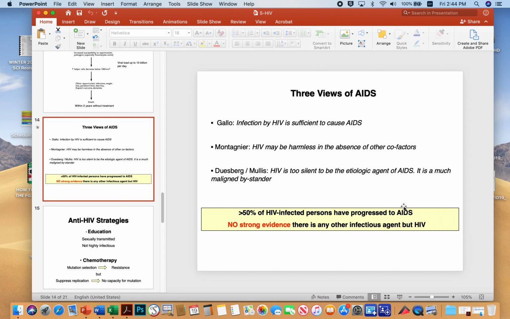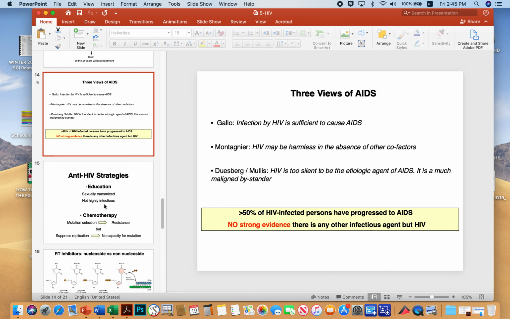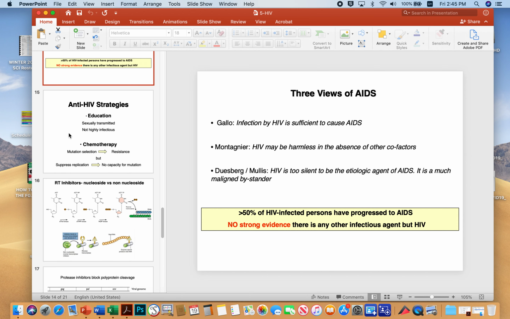But this box right here kind of summarizes my point of view that greater than 50% of HIV infected persons progress to AIDS. There's no strong evidence that there's any other infectious agent but HIV. So, again, HIV sort of opens the door and allows a lot of other pathogens to come in. And many times those are what kill the individual. But HIV in and of itself can get into your brain and do a lot of different things that can lead to death. So I'm not sure what Montagnier and Duesberg and Mullis are thinking. I do know that Duesberg and Mullis are really weird people, though, from personal experience with both of them.